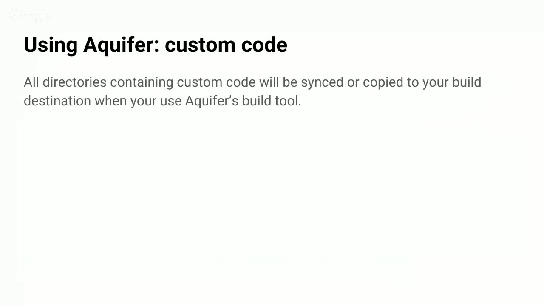So all the directories containing custom code will be synced or copied to your build destination when you use Aquifer's build tool. Already covered that, but it's just good to know that it will actually sync or copy them. There are a couple of gotchas there, because if you're trying to sync a directory to a directory that already exists, it's not going to overwrite it, it's just going to ignore it. Except in the case of root files, because we actually do need to remove those and overwrite them.